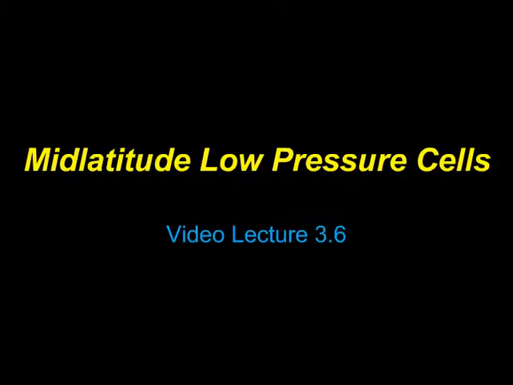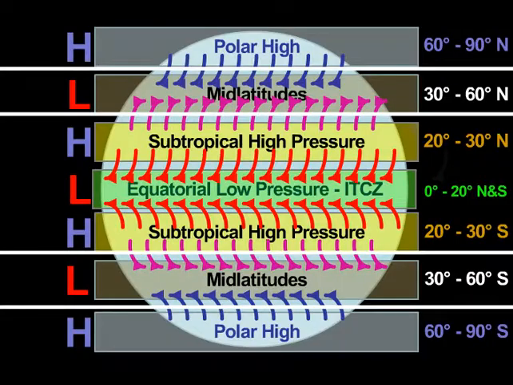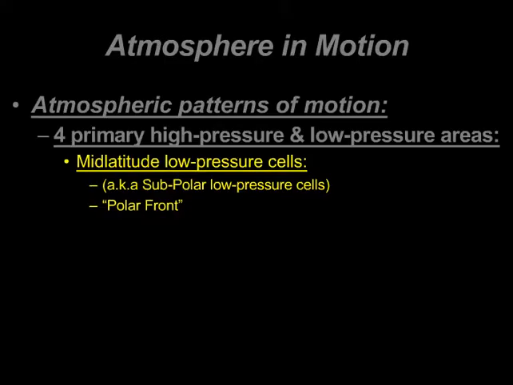Video lecture 3.6, Mid-Latitude Low Pressure Cells. Now we're in the mid-latitudes where Indiana is, where we have once again convergence. And so we can see that in both of these white boxes, the purple arrows are converging, going head-on collision with the blue arrows. The mid-latitude low-pressure cells are also known as the subpolar low-pressure cell zone area.